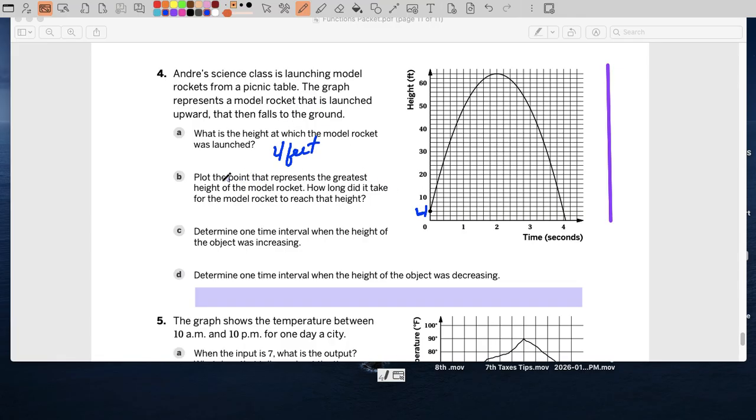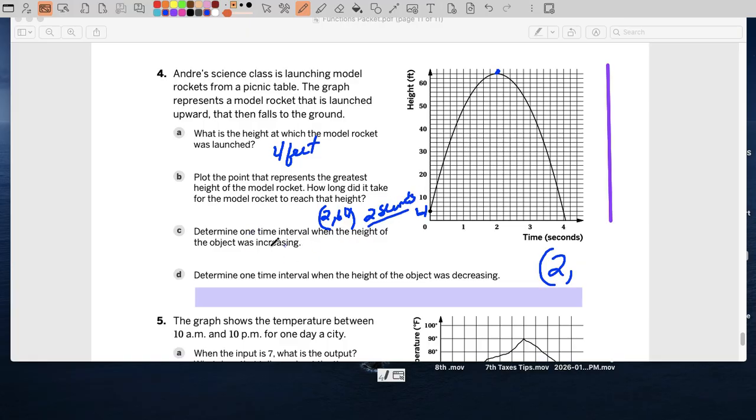Plot the point that represents the greatest height of the model rocket. So the greatest height is right here. It's at this point where the rocket reaches its high point and then turns around and starts going down. So that's the point 2, comma 64. How long did it take? Well, according to this book, it took 2 seconds. Right, and the second answer is 2 seconds to reach all the way to the top.